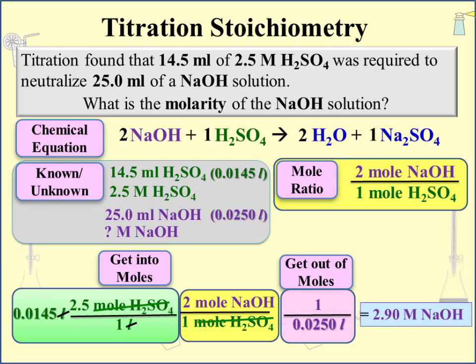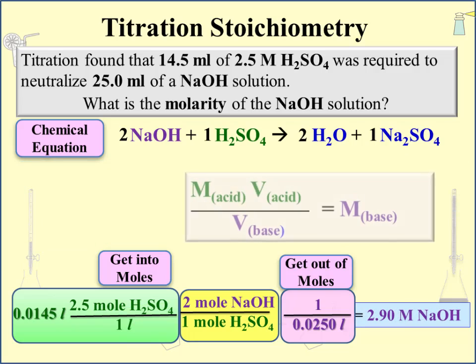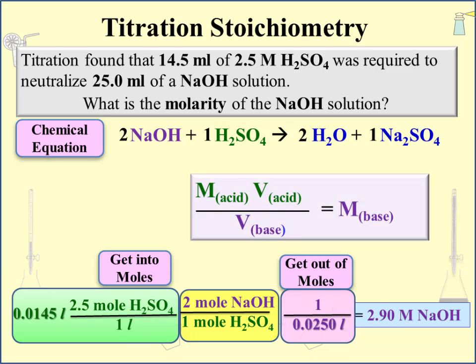While we have the calculation still up, let's compare this to the equation used for a similar problem in the previous lecture. It is an almost identical calculation. Molarity of the acid times the volume of the acid divided by the volume of the base gives the molarity of the base.